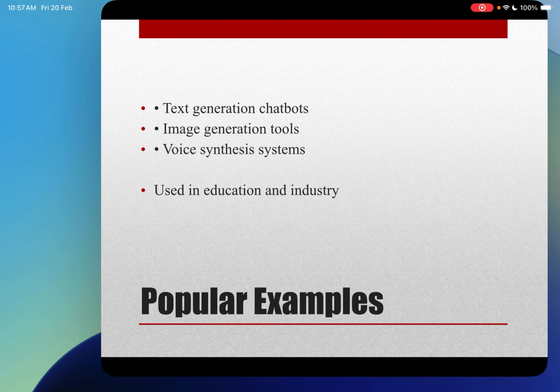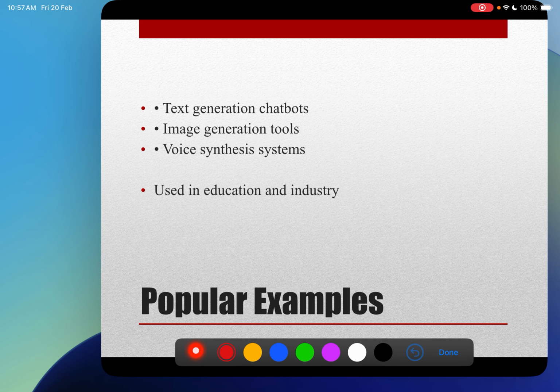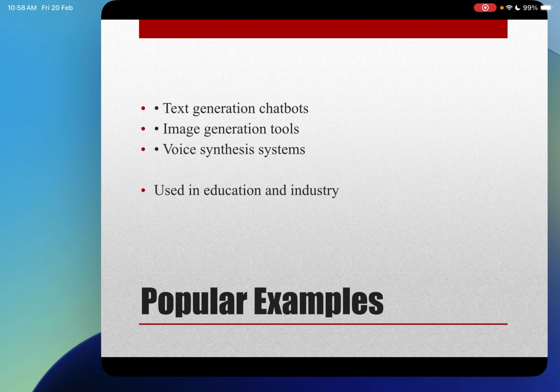There are certain examples of generative AI, such as chatbots for text generation. We can make use of image generation tools, or there are voice synthesis systems that are used. In education, generative AI is very useful. In industry also, many times generative AI is being used.